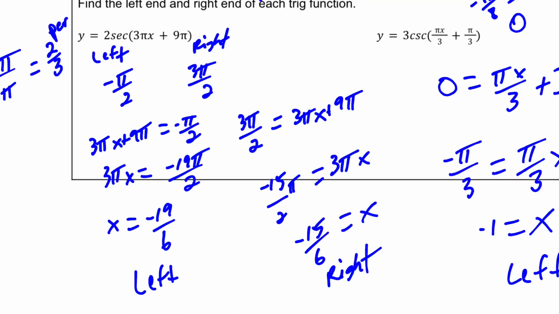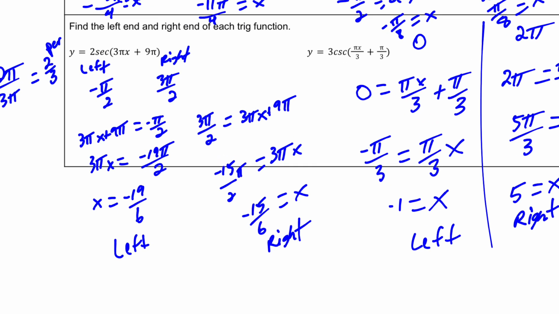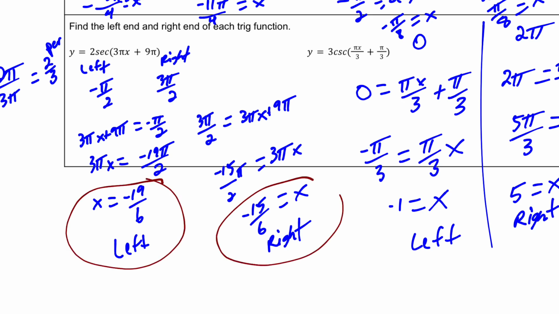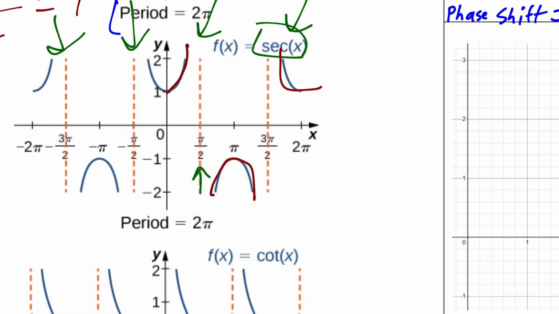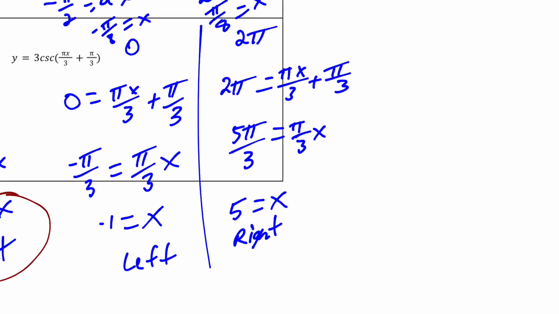Here, I know that for the secant graph, those are my typical left and right, and I can set those equal to everything inside the parentheses, 3 pi x plus 9 pi, and if I solve, my left is here, and my right is here. For the right, I use 3 pi over 2. That's going back to this graph here, and figuring out this is where the cycle begins, this is where the cycle ends. If I do the same thing with cosecant, I start at 0 and I end at 2 pi. Those are my endpoints. So I plug those in and I get negative 1 to 5.4.